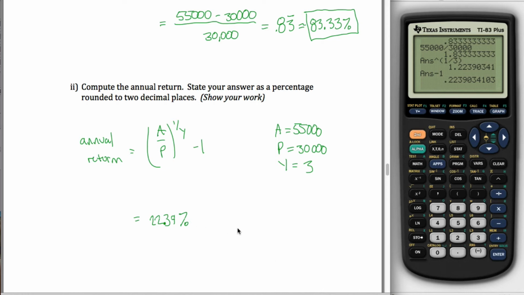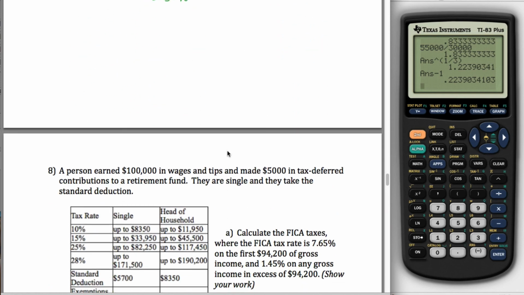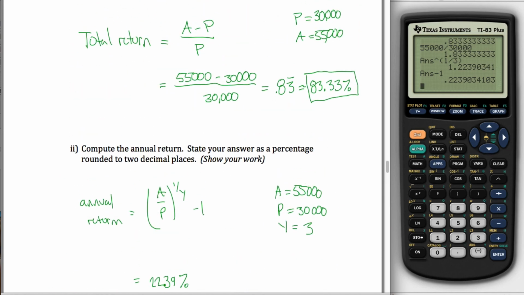Pretty good return. I guess that makes sense. You sold it for 55,000. You almost doubled your money in 3 years. You're doing pretty good. 22% annual return. And that's the end. I'm doing one problem per video, so that's the end.